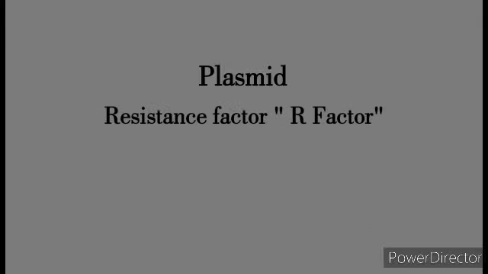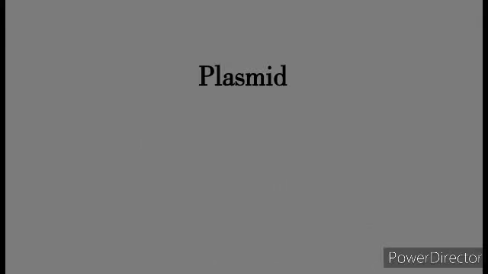Plasmid is an extrachromosomal DNA. If a plasmid contains multiple genes for antibiotic resistance, the plasmid is considered the resistance factor, or the R factor. And if the recipient cell that receives an R factor becomes a multiple drug resistant organism, it is referred to as a superbug.